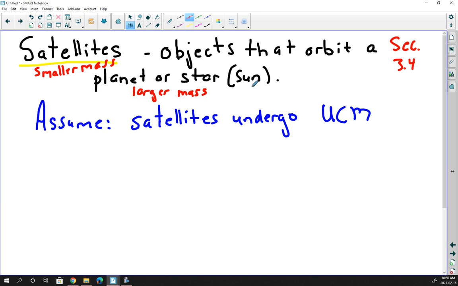The other thing is we're going to assume that the satellites are undergoing our old friend, uniform circular motion. So we're assuming that they have a constant speed. That's a pretty good assumption, even though I'm going to be honest with you, it's not true. Pretty close to being true, but it's not. For example, as the Earth goes around the Sun, its speed does vary on its orbit. Okay, but for us, it's a good start.